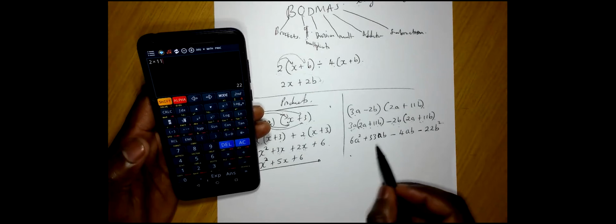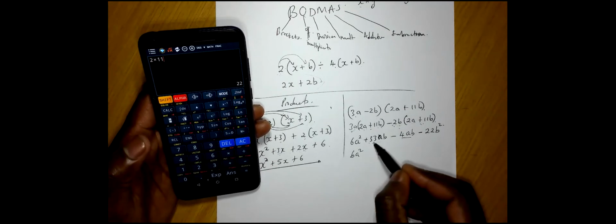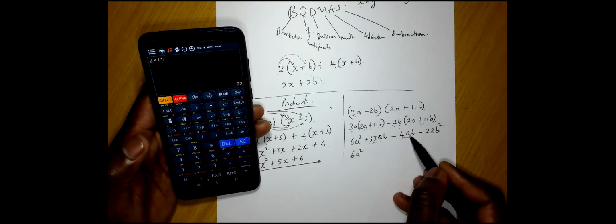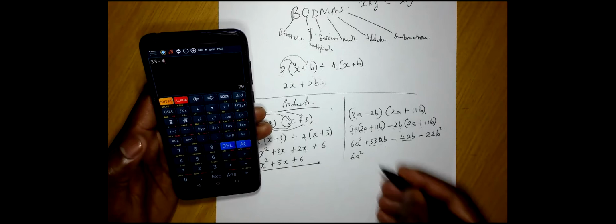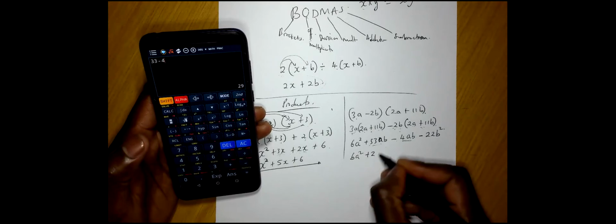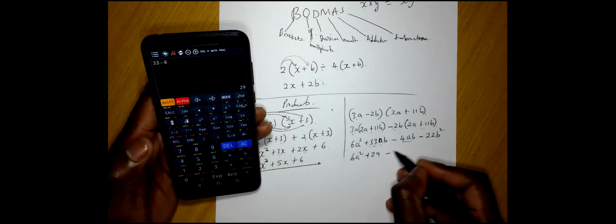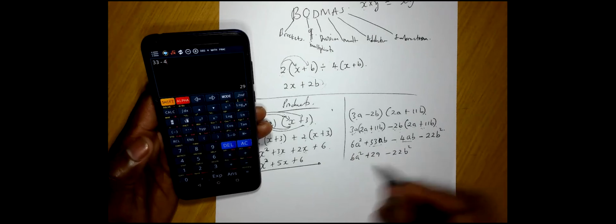Then you have like terms, these are like terms, so you're going to say 6a squared minus 33ab plus 33ab minus 44ab. So 33 minus 4, you get what? You get 29. So it's going to be plus 29ab minus 22b squared. That's what you need to understand here.